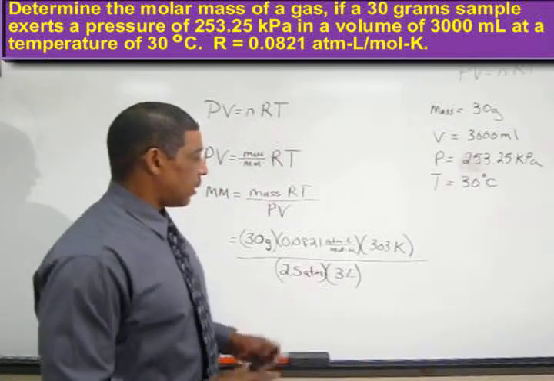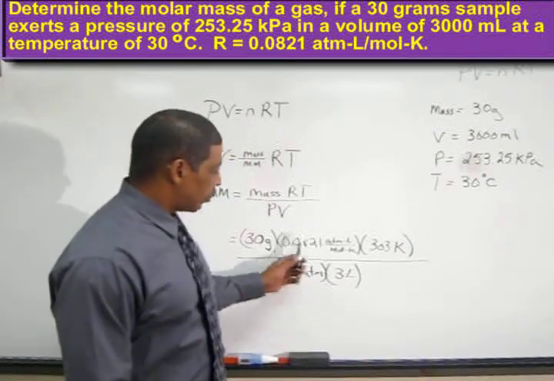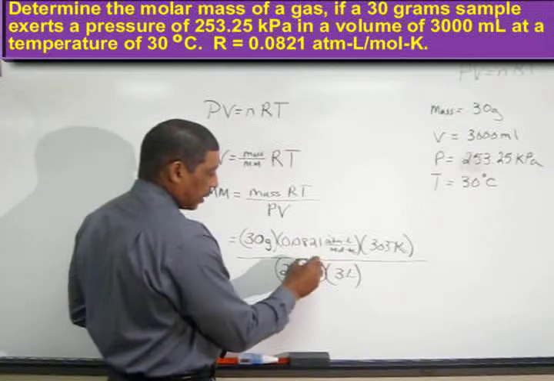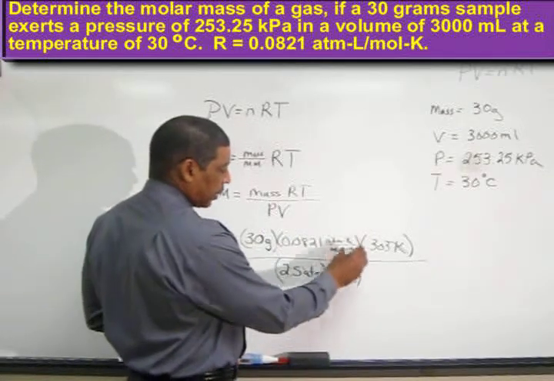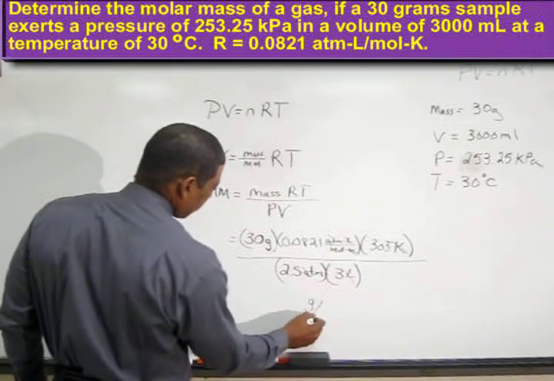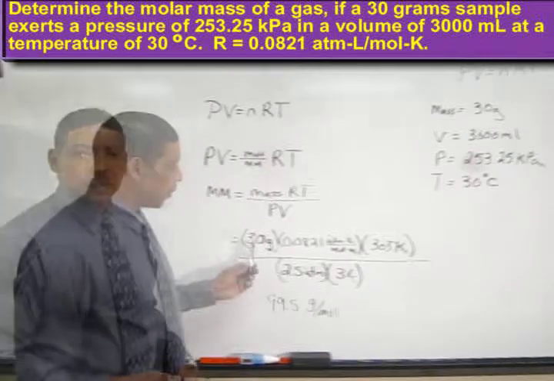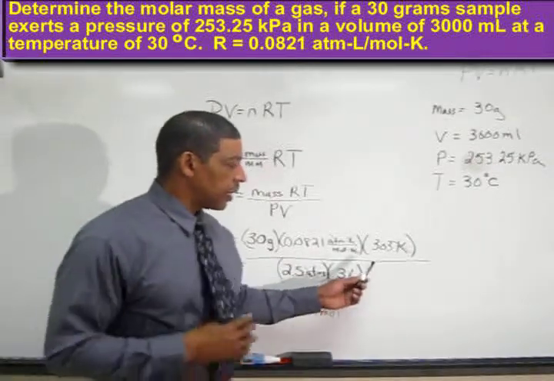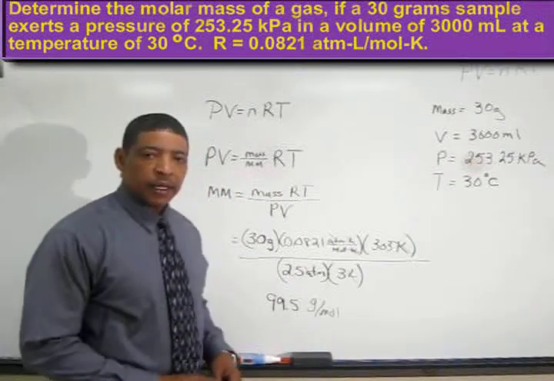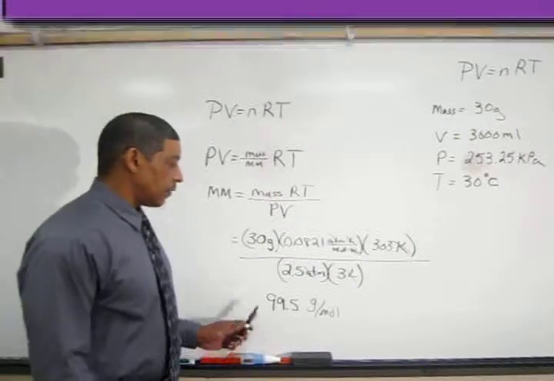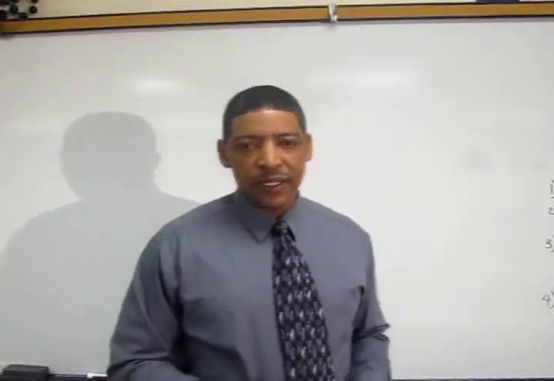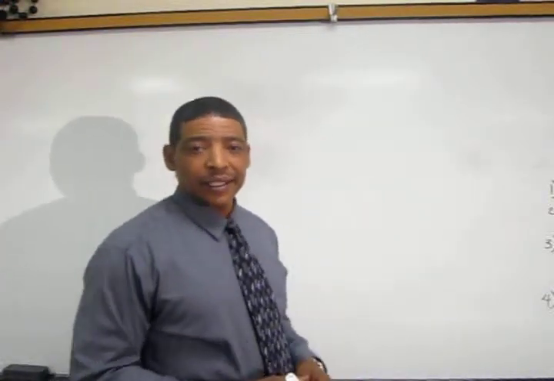To solve for molar mass, first cancel the units. G's will not cancel. However, K will cancel, atm will cancel, and L will cancel, which means that our final units will be in grams per mole. 30 times 0.0821 times 303 divided by 2.5 times 3 will equal a molar mass of 99.5 grams per mole. The ideal gas law may also be used to determine the density of a gas.